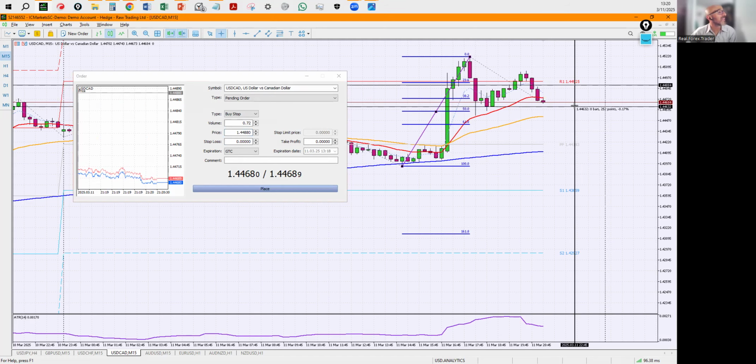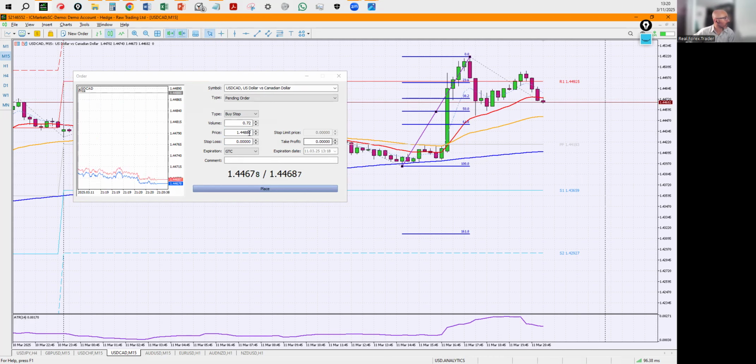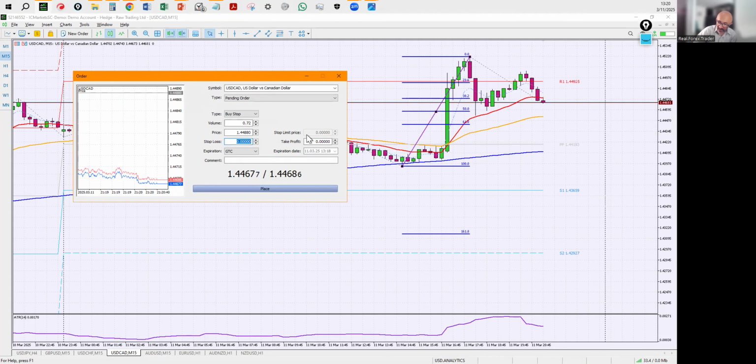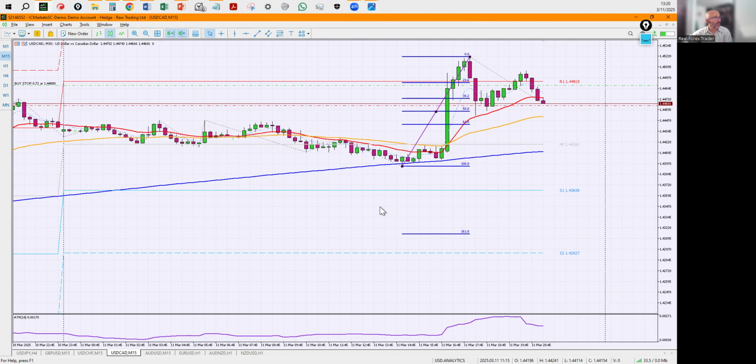Now, if I'm on this very level, 24 pips is around this area, 1.44644. That is my stop loss. So I can place it, I just place it in there, according to the ATR.